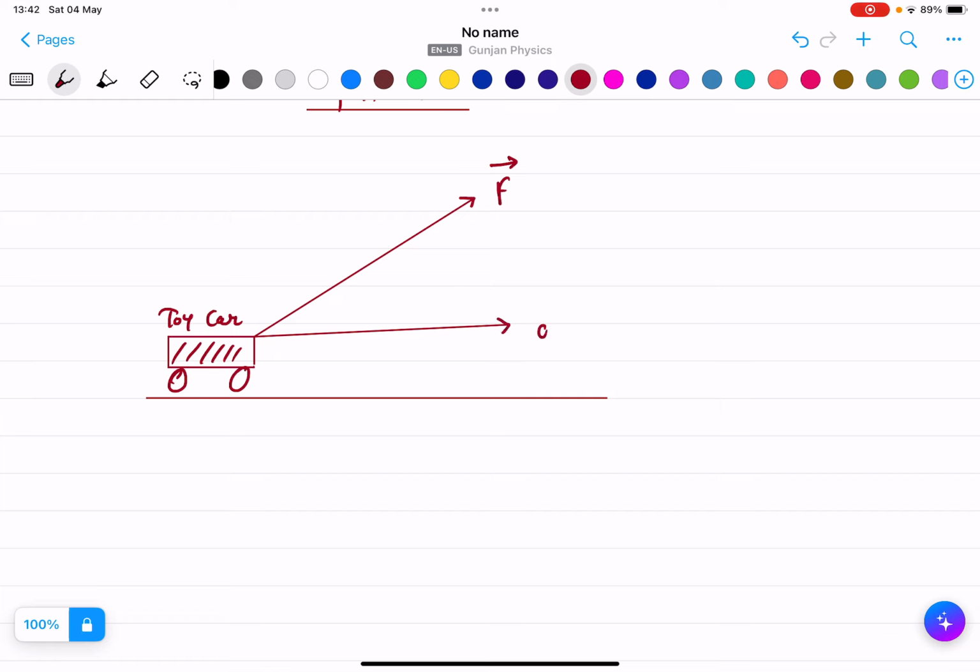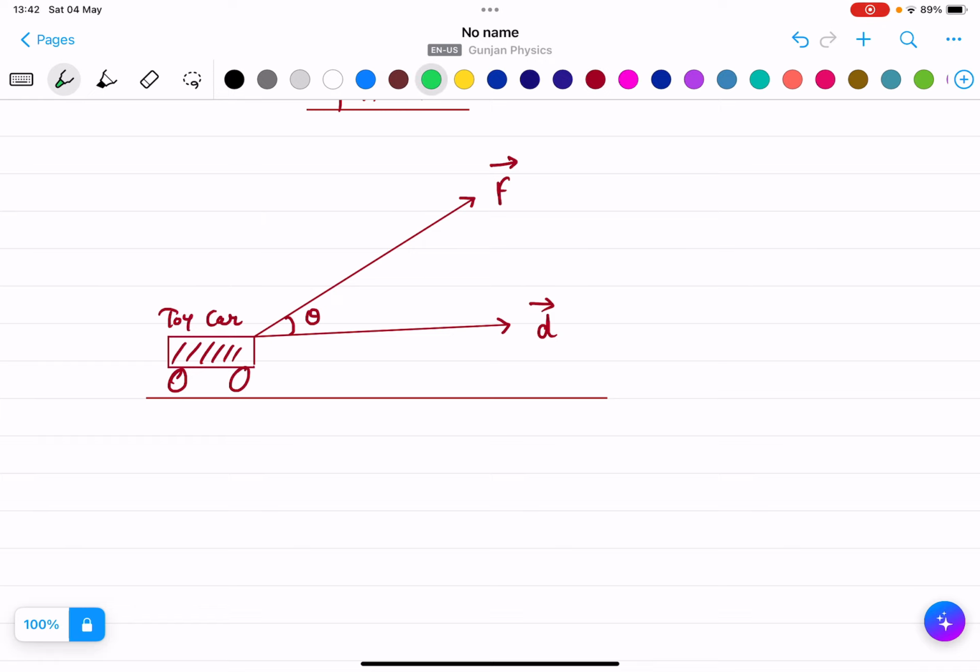Let us say this is the d vector. Suppose the force is making an angle theta with this. Then if we break this into two components, the horizontal component will be F cos theta, and the vertical component will be F sin theta, because the force is creating an angle theta with the displacement.